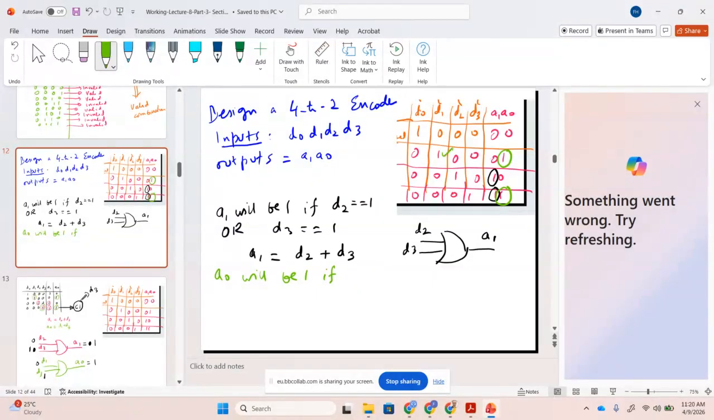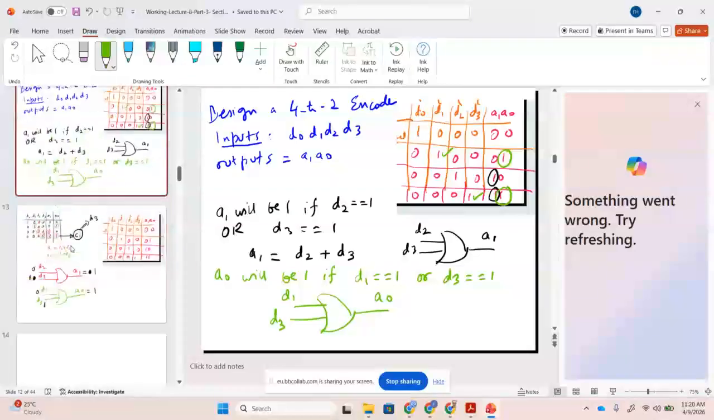If what? If D1 is equal to 1 or D3 is equal to 1. Got it or not got it? So what will be the expression for A0? Can you help me? D1 plus D3. Any question? Should I proceed?